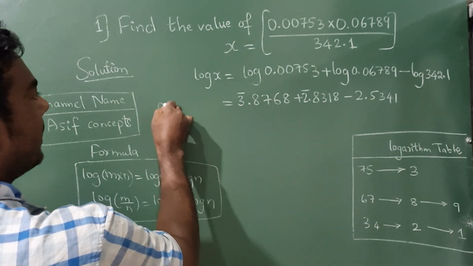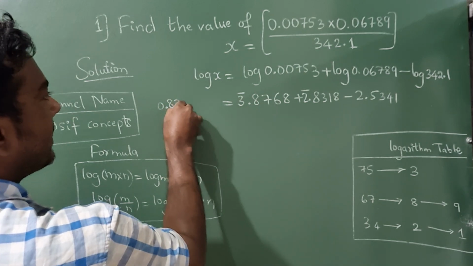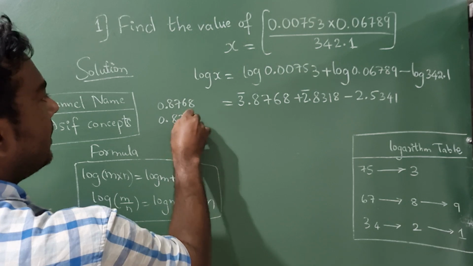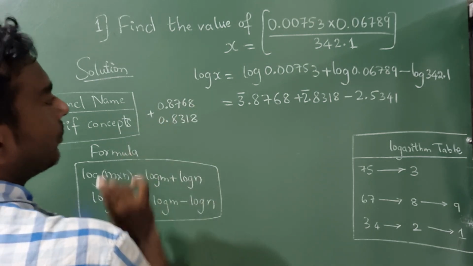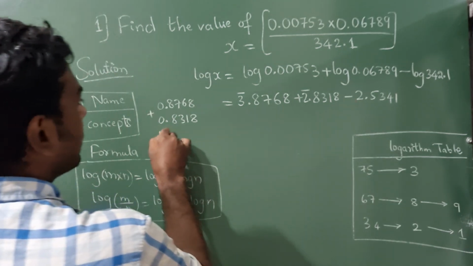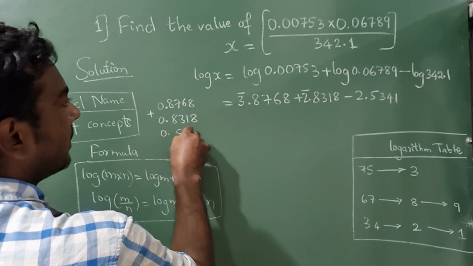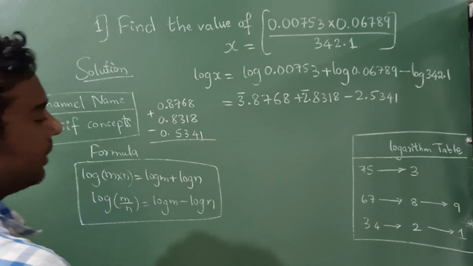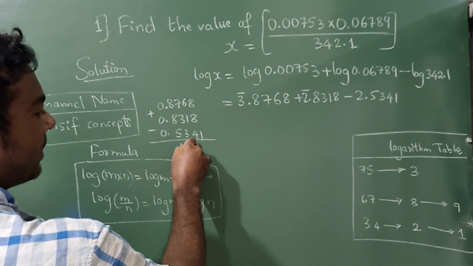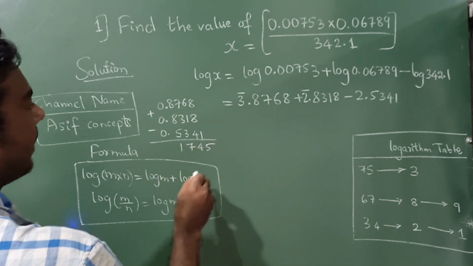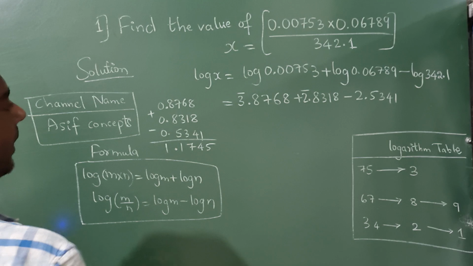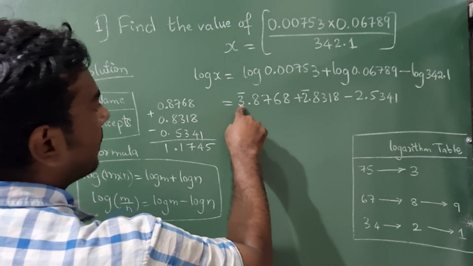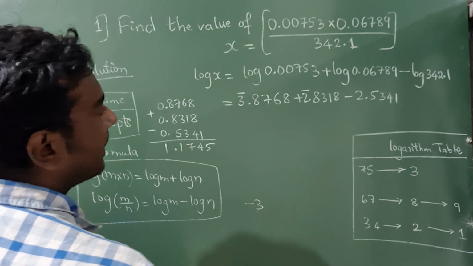Now here how to add this? So first write 0.8768. Again write 0.8318. Add these two first. Then 0.5341. Subtract this. So you will get the final answer 1745.1. Okay.